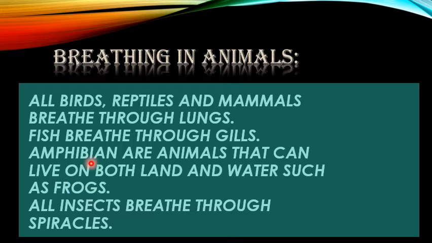Other than these animals, there's a group of animals known as amphibians, such as the frog. Amphibians can live on both land and in water. If they are on land, they breathe through their lungs. But if they are under the water, they use their moist skin for respiration.